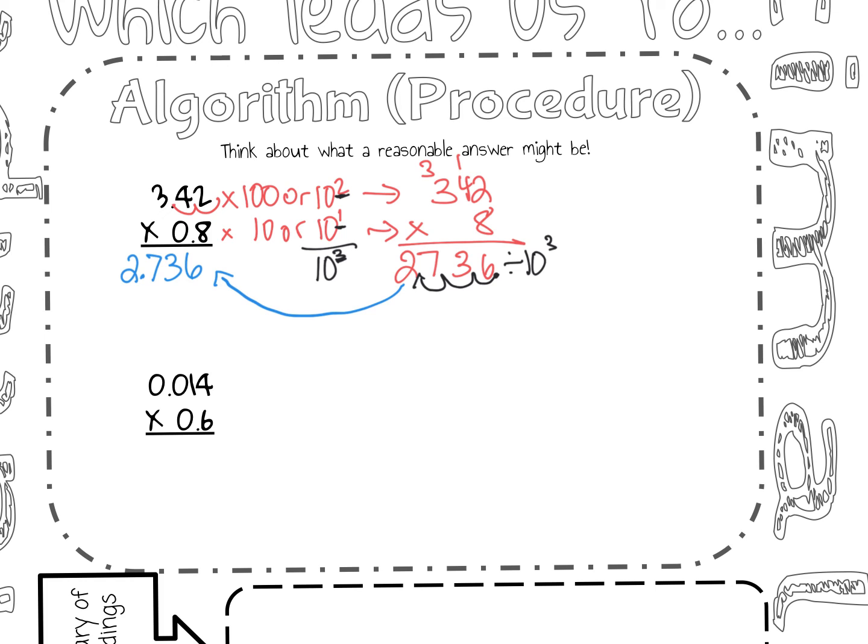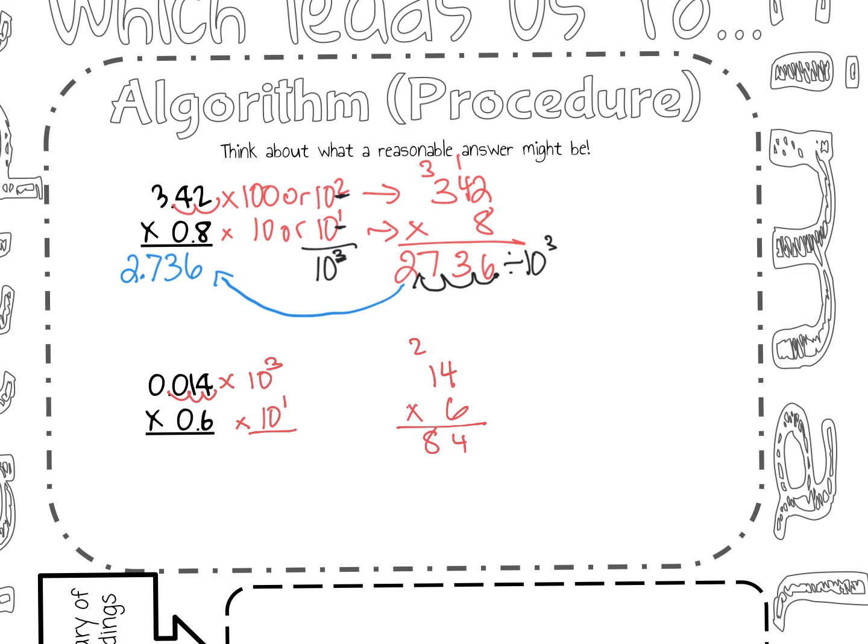So on this one, we noticed we're going to have to multiply it by 1,000, or 10 to the third, because we're going to have to move 3 decimal places to make this into 14. 6/10, we're going to have to multiply by 10 to the first to make it just 6. So I'm going to multiply 14 times 6. So 6 times 4 is 24, and then 6 times 1 plus 2 is 84.